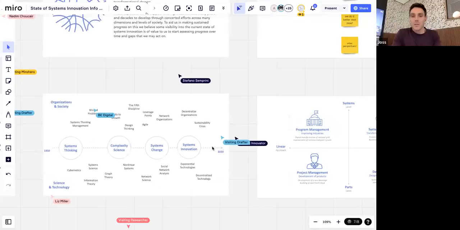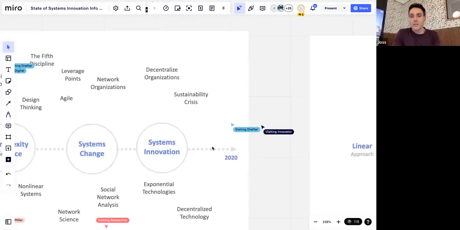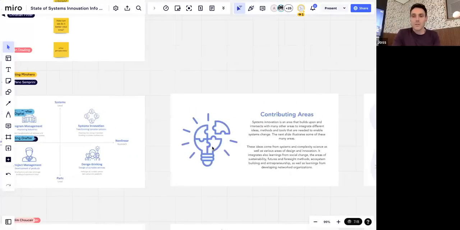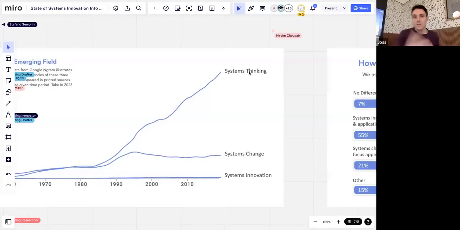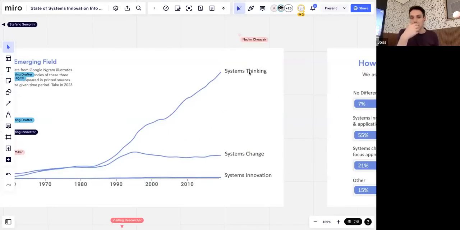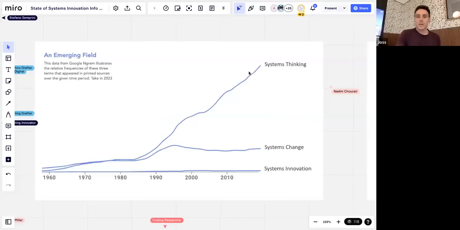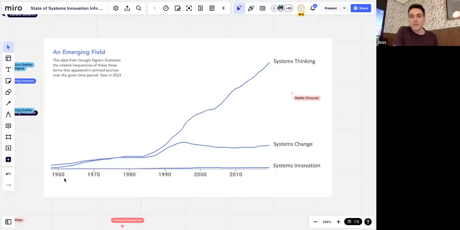And that's where we are. So we say emerging fields. This is very new. And just to give you a sense of how emerging it is, this is a little bit of data taken from Google's Ngram, where they're looking at books over the past 60, 70 years, and how many times these words appear.